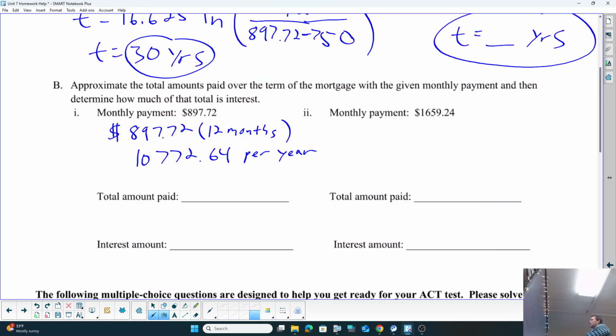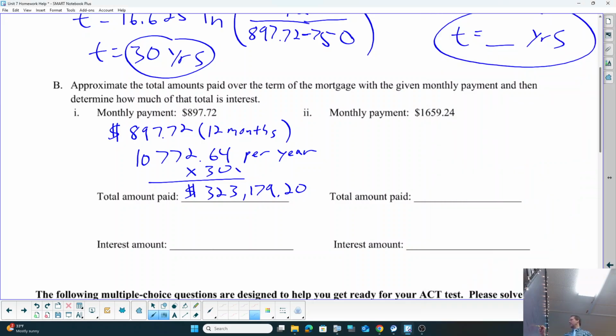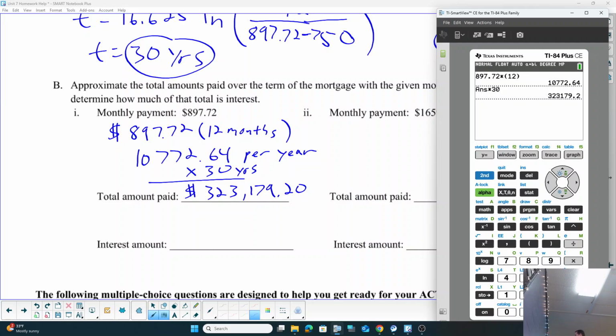And so, approximate total amounts paid over the term of the mortgage. Well, it looks like we're looking at the 30-year mortgage first because that's above on part A. And so we're just going to go ahead and times that by 30. When you times that by 30, you get a lot of money: $3,203,179.20. Is that right? So times it by 30 years.